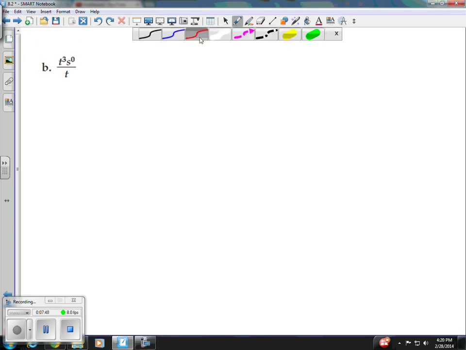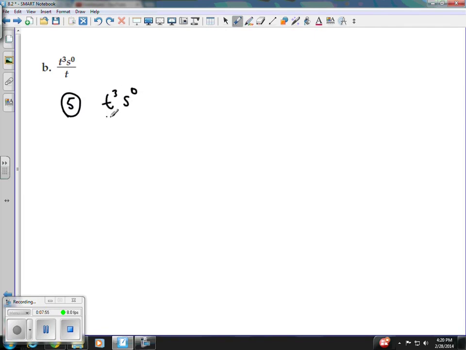So here's another example for our 0 power. So we have t to the 3rd, s to the 0, over t.